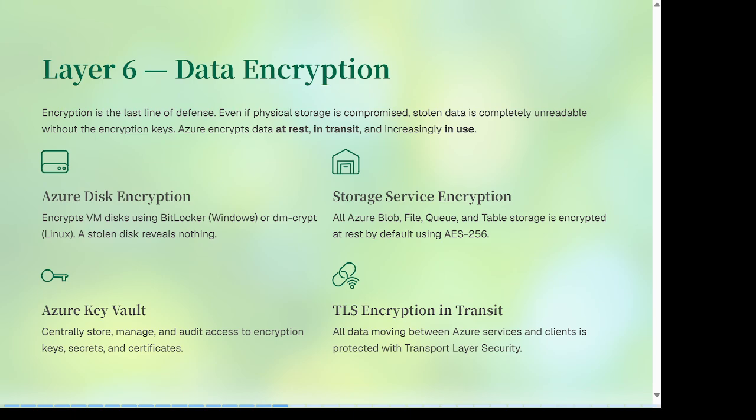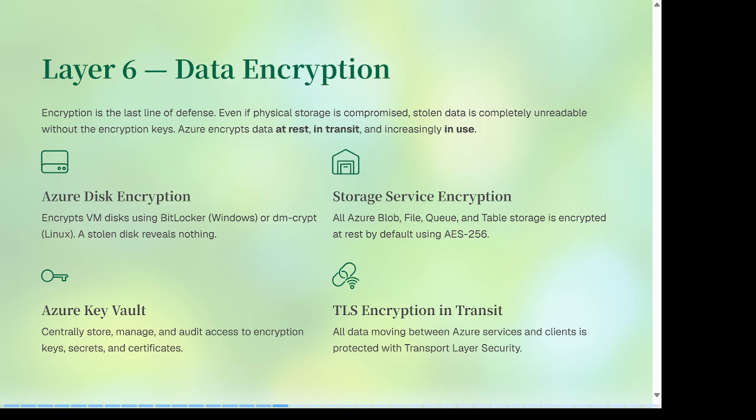Okay, let's imagine a hospital storing patient records in Azure. Even if a storage disk is stolen, data is encrypted. If someone accesses storage directly, data is encrypted. When data is transmitted over the network, TLS protects it. Encryption keys are required, and they are protected in Key Vault. So patient data remains secure at every stage, at rest or in transit, and controlled through secure key management.